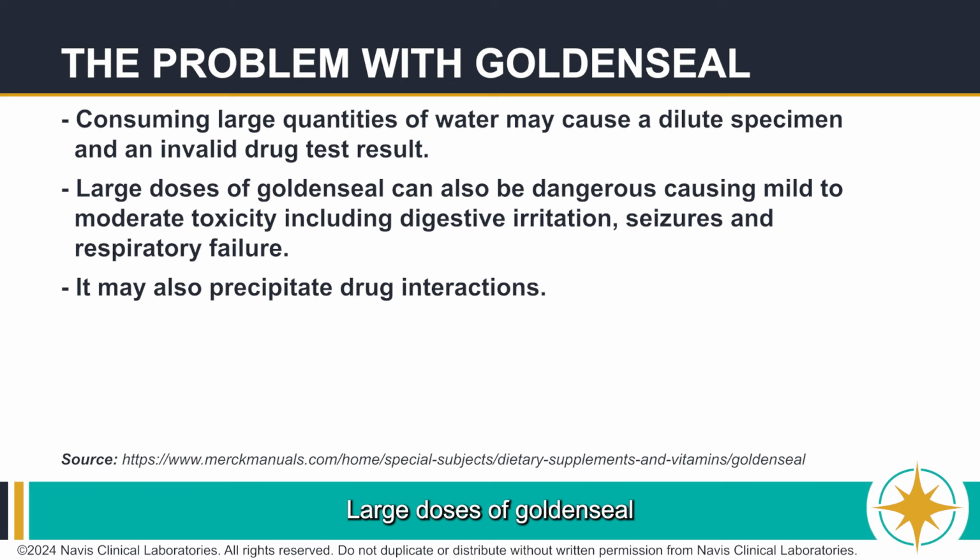Large doses of golden seal can also be dangerous. It can cause mild to moderate toxicity, including digestive irritation, seizures, and respiratory failure. It may also precipitate drug interactions. For example, it may increase the effectiveness of anticoagulants, resulting in increased bleeding events. It has also been shown to influence the effectiveness of hypertensive medications, causing both abnormally low or in some cases high blood pressure.